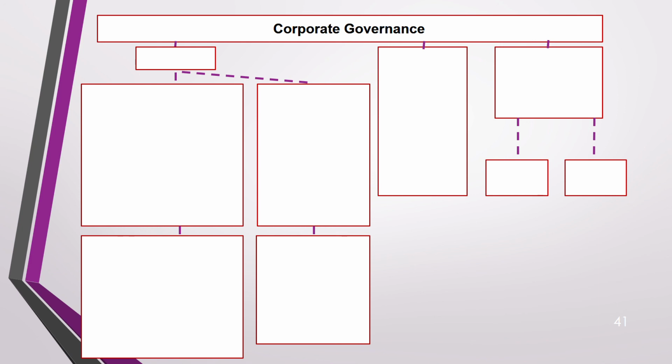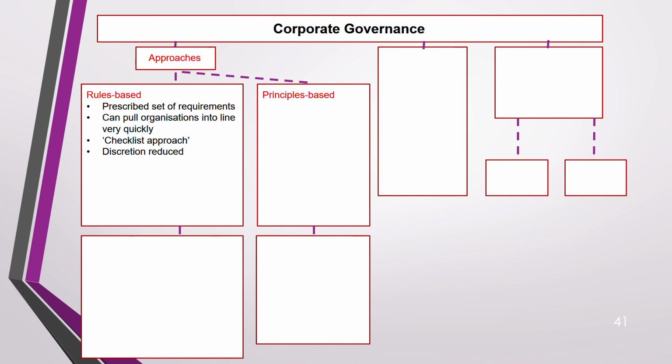So that's it. Now let us summarize everything we have included in this lecture. First, under corporate governance, we went through the approaches. There are two approaches, principle based and rule based. Under rule based, we went through Sarbanes-Oxley. Rule based means a prescribed set of requirements. Second, you can bring any organization into line very quickly, whether they go by the rule or not. It's like a yes or no thing. A checklist approach, and discretion is reduced. It's not voluntary. You have to. You don't have a choice or an option. It's very inflexible compared to principle based. You don't have to interpret. It's very clear, and the same rules apply to all companies.